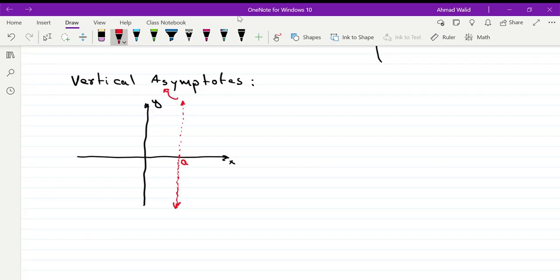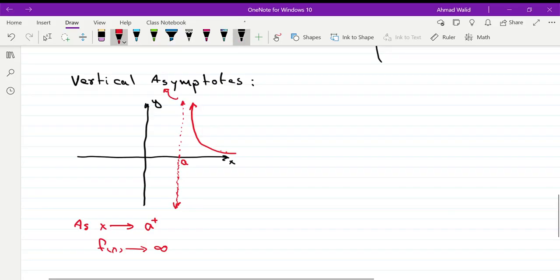Based on this vertical asymptote, what will be the behavior of your function? Case 1, as x approaches A, let's say first from the right. It means when you are approaching A from the right, the graph is going up like this. It's one case, correct? It means as x approaches A, f of x is approaching positive infinity. Or maybe this, case 2.